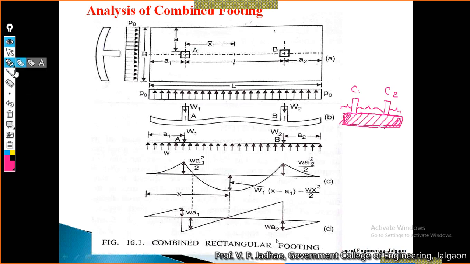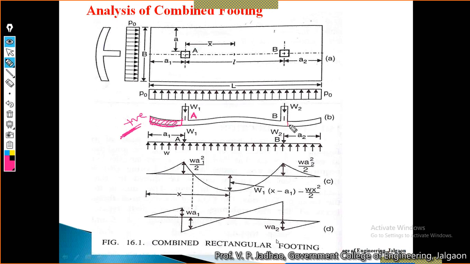Now if you see the bending portion, the bending here is hogging bending. The bending pattern up to this column A, consider this as column A or C1, up to this point the bending is hogging bending, like this. Therefore whatever bending moment develops here will be positive, because the bending pattern here is hogging bending.